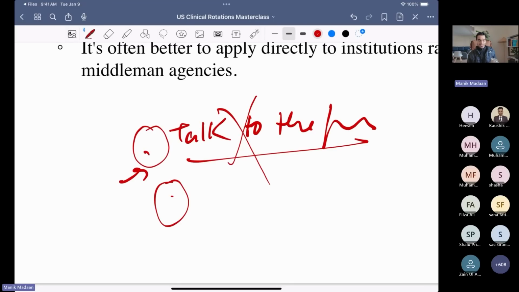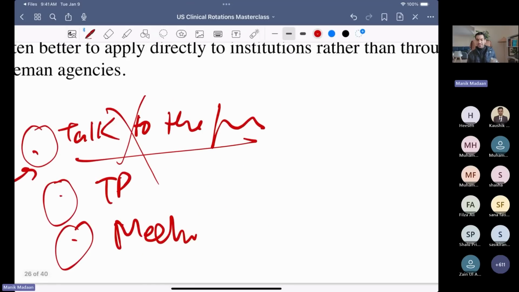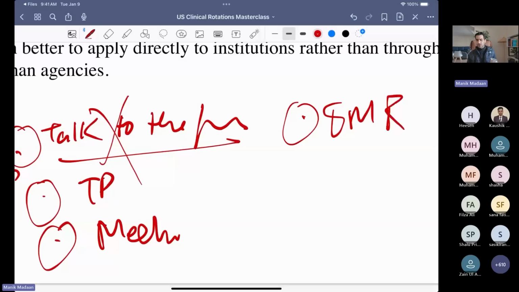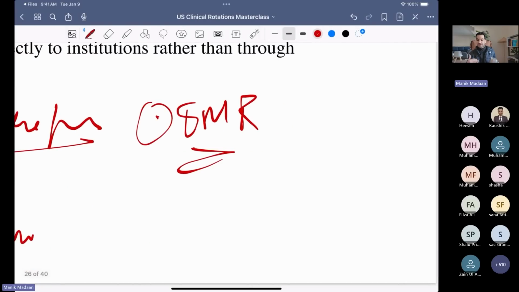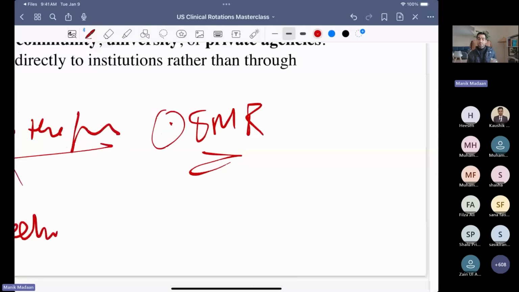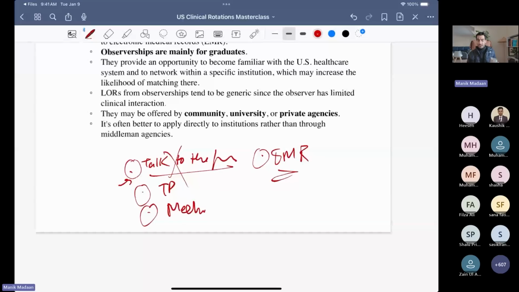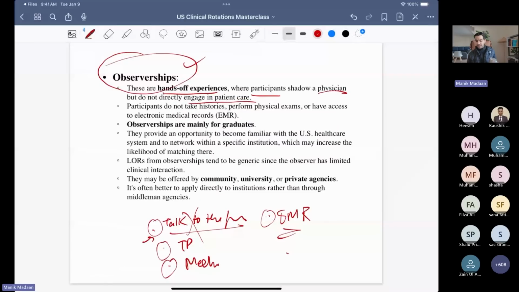Second is, you yourself cannot make any opinion on the treatment plan. You can't give medications. You don't get EMR access, which is electronic medical record access. So you can't document even technically, because billing doesn't allow it. And because of this, the LOR that you get sucks.